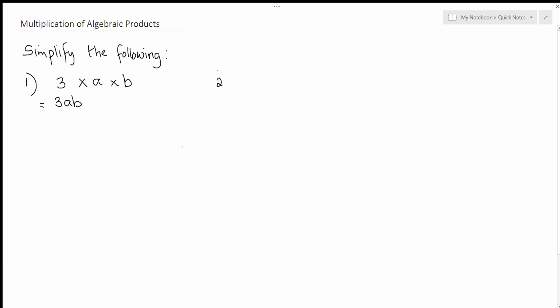Okay, let's look at another example. Number 2, let's say, for example, you had 5 times A times 2 times B. So you would look at your numerical values, and your numerical values here would be 5 times 2, and 5 times 2 is 10. So then you'd have 10, and then you'd have A times B, which is AB.